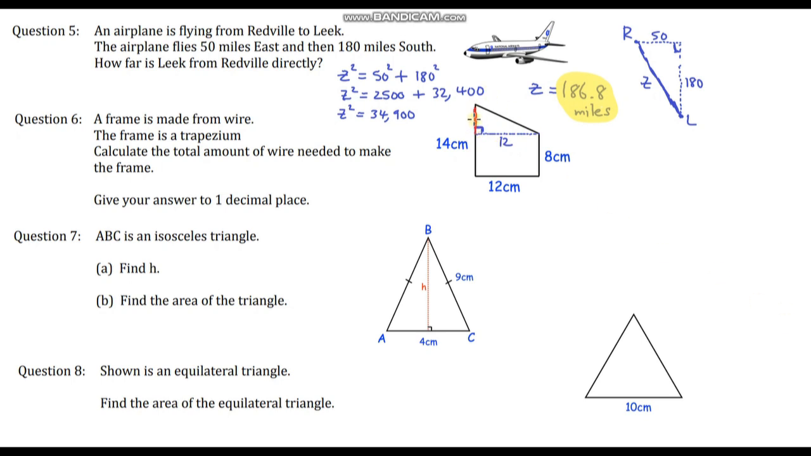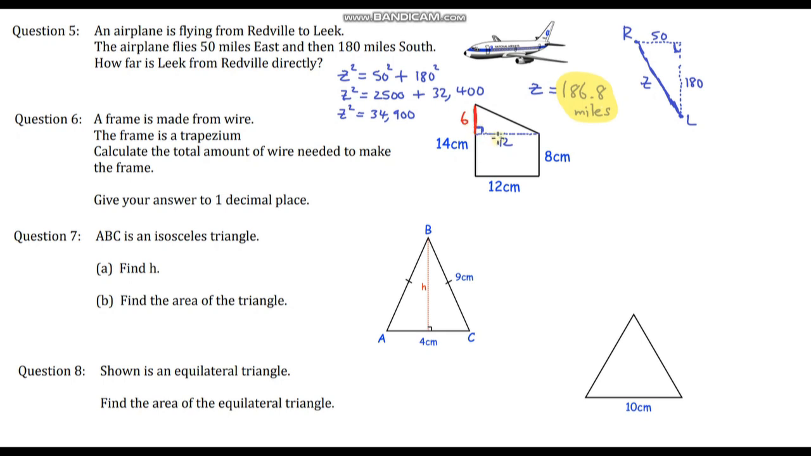Now this length here in red, we can calculate that, because we know the height of our trapezium is 14 centimetres. This length is 14 centimetres, and this length here is 8 centimetres. So this is just going to be what's left over. So we just do 14 minus 8, and that will give us 6. So notice this length here, 6, plus this length of 8, will give us this length here of 14.